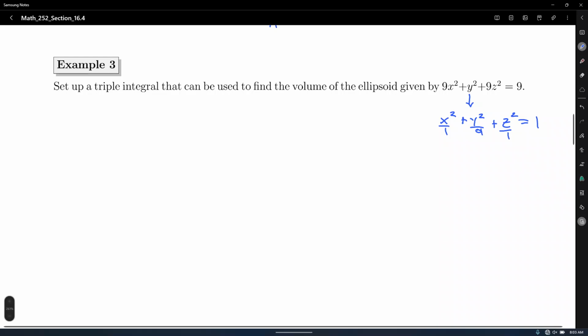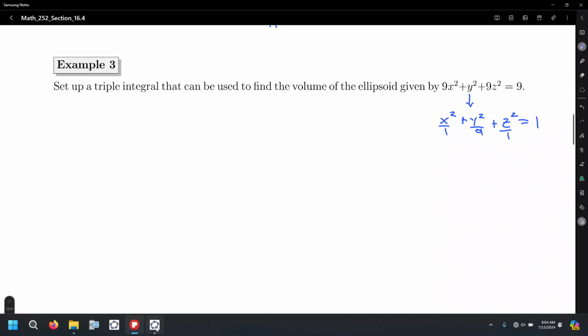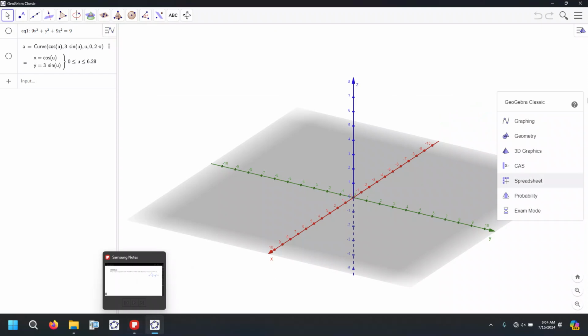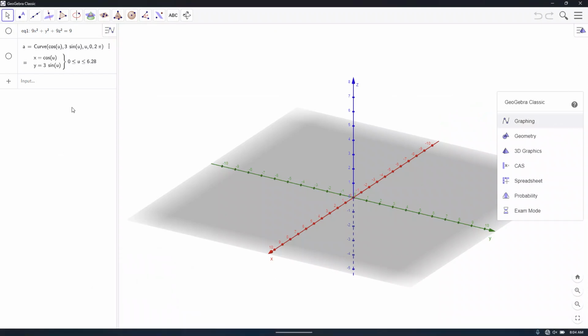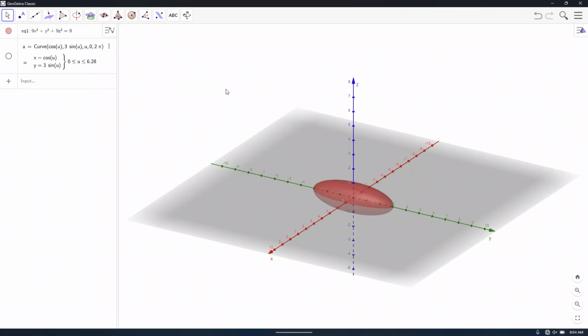You're not expected to graph this surface. It's one of those surfaces hard to plot, unlike a plane, for instance, a cone, maybe the sphere at an octant, a parabola. Those are easy to plot, but not an ellipsoid. Instead, I have GeoGebra to help us out. Okay, so this is the ellipsoid we're looking at.